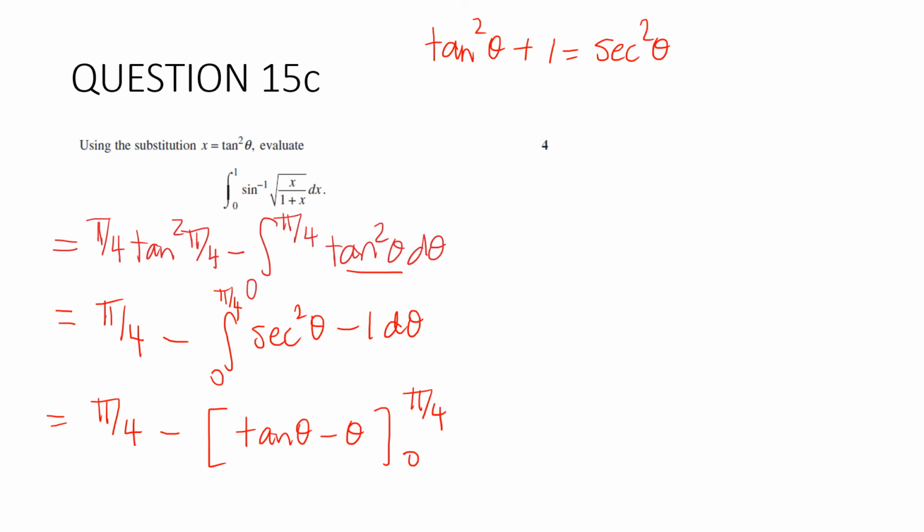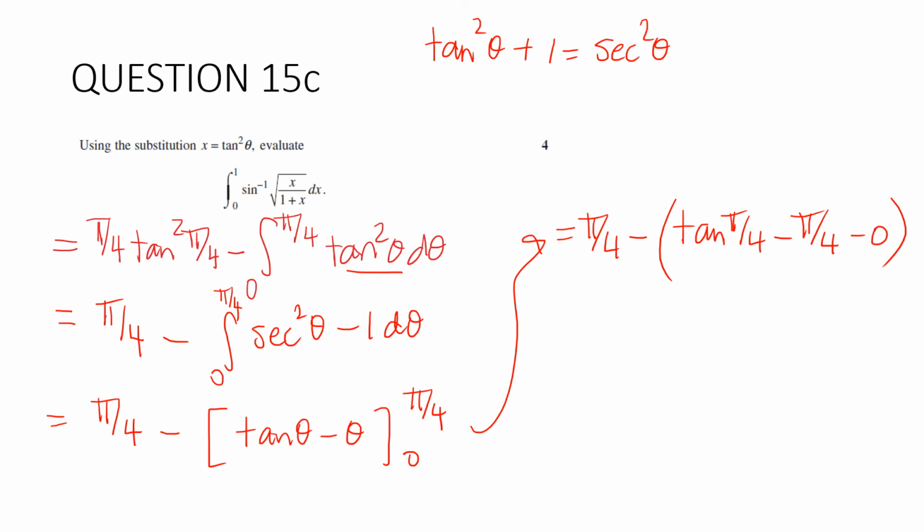Equals pi on 4, take away tan pi on 4, take pi on 4, take 0, which is equal to, what do we got here? Pi on 4 plus pi on 4 is pi on 2, take away tan of pi on 4, which is 1, which is the answer.